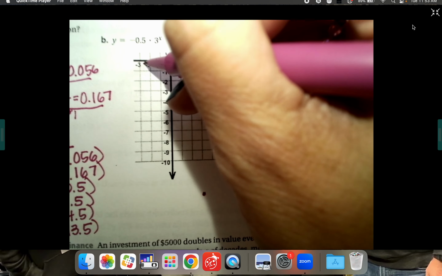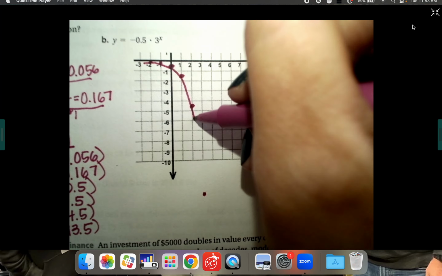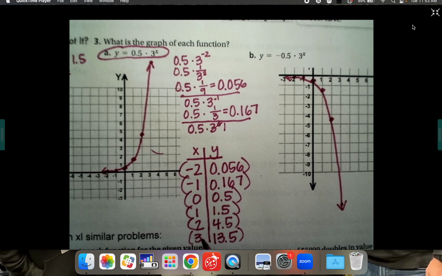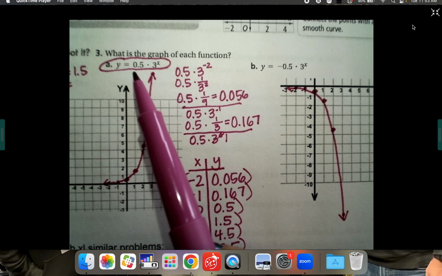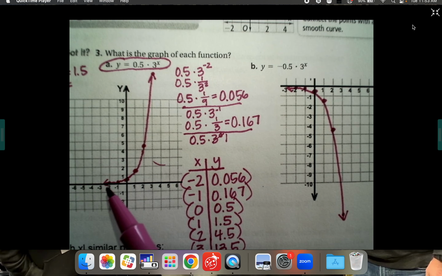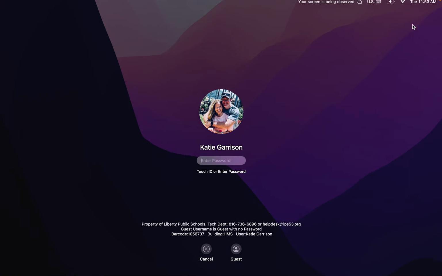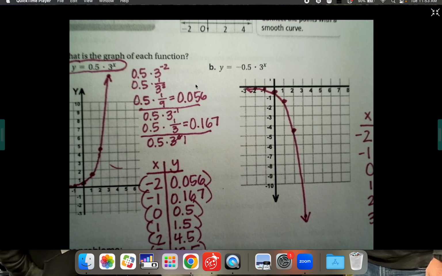Okay, so again, we've got a curved line, but it's headed downward. All right. So basically, I want you to see that these are the same numbers, but if your A term is positive, you're going to have growth. And if your A term is negative, it's going to drop off. You're going to have decay, or actually it's just regression down.